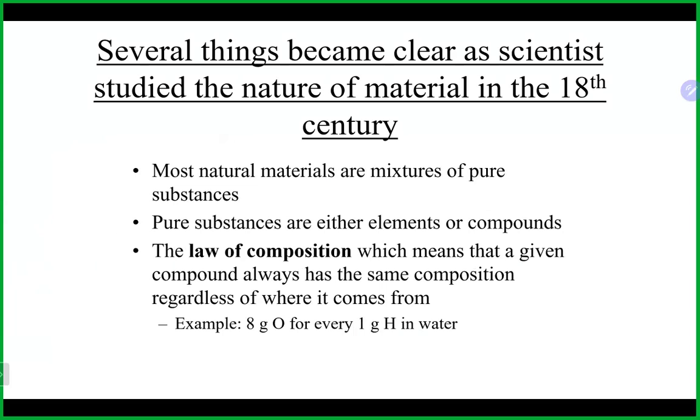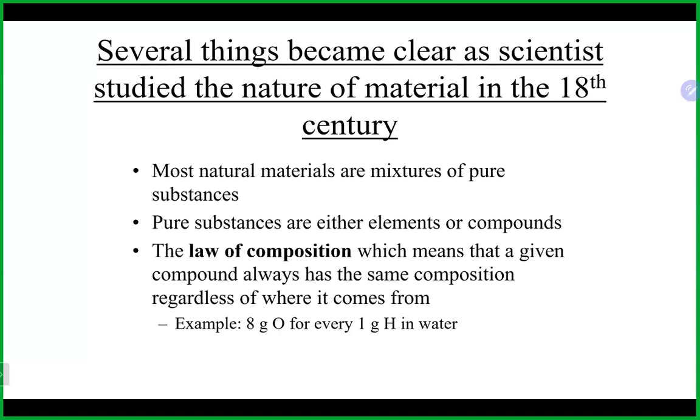Now, a lot of what was thought about in terms of matter as they were studying this early on in the 18th century was this idea that most things were either pure substances. And again, that is something that is just by itself, like a pure substance of just iron metal or a pure substance of water, whatever it may be. Remember, when we mix a couple of pure substances together, or more than two, we can make mixtures of those things.